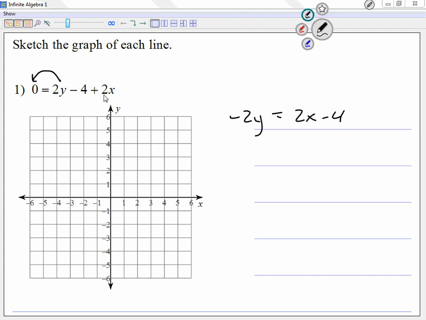Notice also how I swapped the 2x and minus 4, but I didn't switch the sign because I kept them on the same side of the equal sign. Now let me divide everything by negative 2. Remember, my goal is to get the y by itself. So I have y equals negative 1x plus 2.